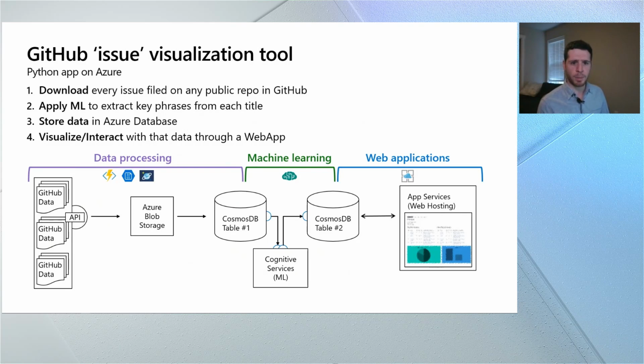We're going to be building a GitHub issue visualization tool. And what that's going to mean is we're going to download tons of different data from all over public GitHub repos. We're going to go look at each issue created and extract the key phrases using machine learning. And then finally, it's all going to be visualized through a web application.